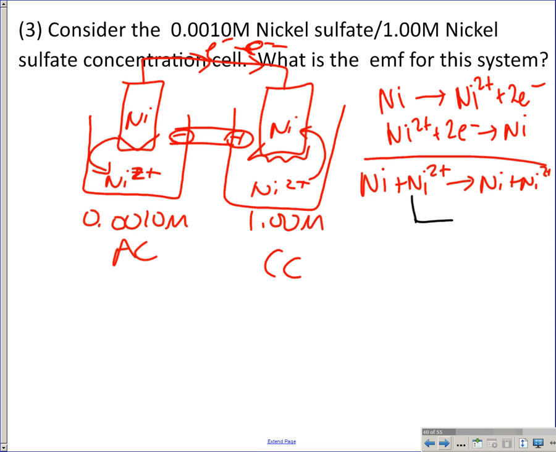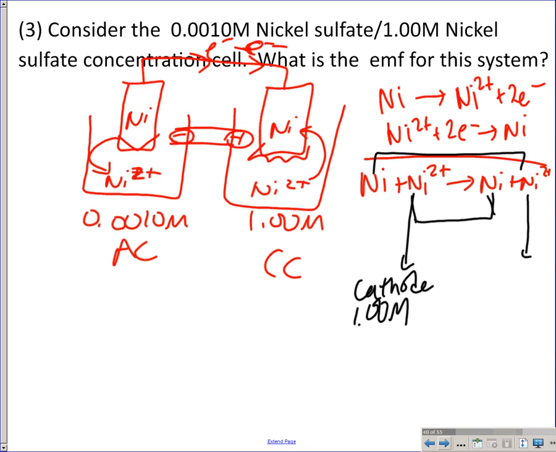This nickel 2+ is going to nickel solid. So is this nickel 2+ in the cathode or the anode? That's the cathode. How do you know? Because you know that nickel 2+ goes to nickel solid in the cathode. So label it for yourself. The cathode one is 1.00 molar. The cathode one is in the reactants. Will this go on the top or bottom of the fraction? Bottom. When you do products over reactants, this will go on the bottom. This one is nickel solid going to nickel ion, which is occurring in the anode, which is going to be the 0.001 molar.